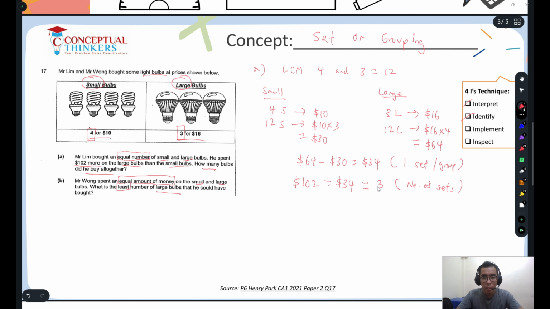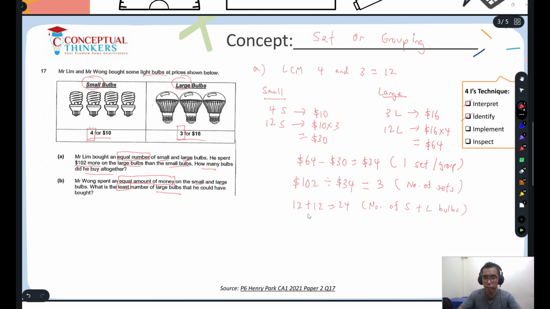Now they're asking how many bulbs he bought altogether. He is going to have 3 sets of 12 small and 12 large. So I take 12 plus 12 first, which gives me 24. This is the number of small plus large bulbs.